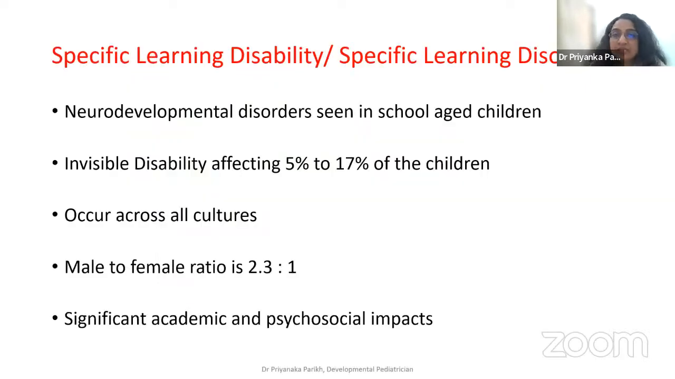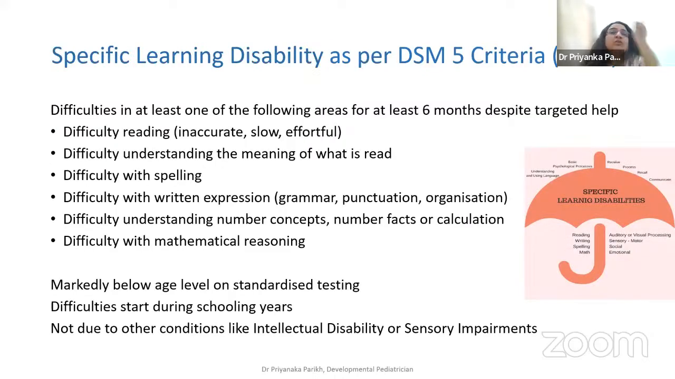So specific learning disability is also called a specific learning disorder. These are neurodevelopmental disorders seen in school-aged children, and it is an invisible disability. So we really can't see it grossly, but it is seen to affect 5 to 17% of children across different cultures and different countries, and males are seen to have it more than females. It has been seen to have significant academic as well as psychosocial impacts on the child and the adolescent, and even going into adulthood. So how do we define or describe or diagnose specific learning disability?